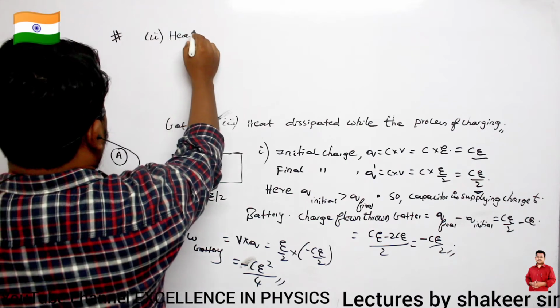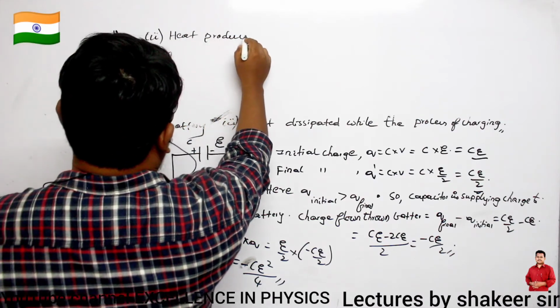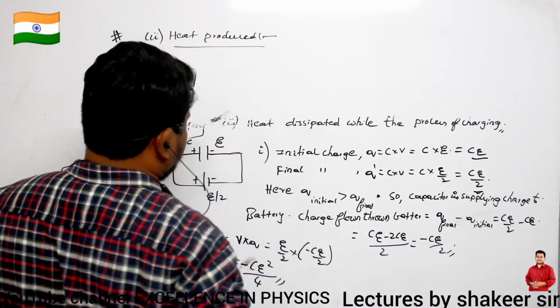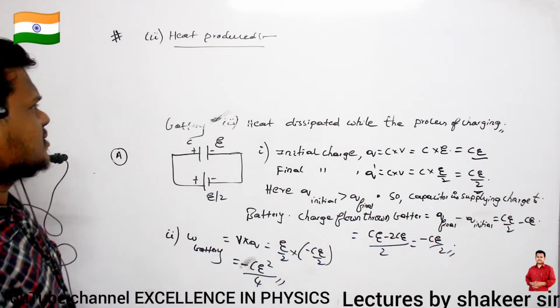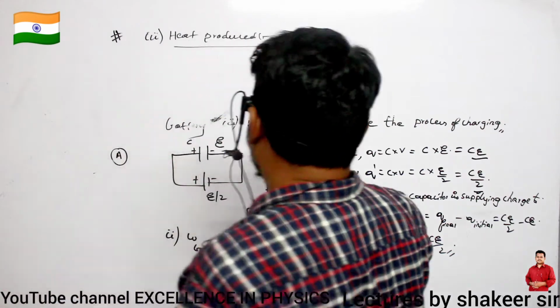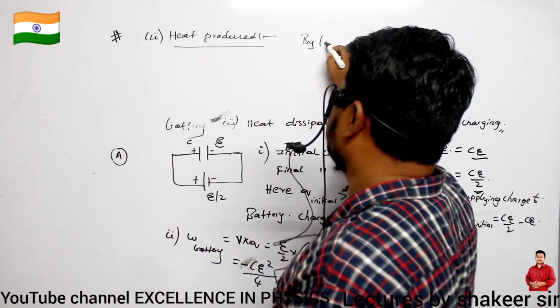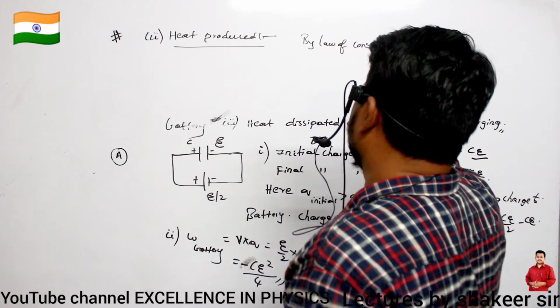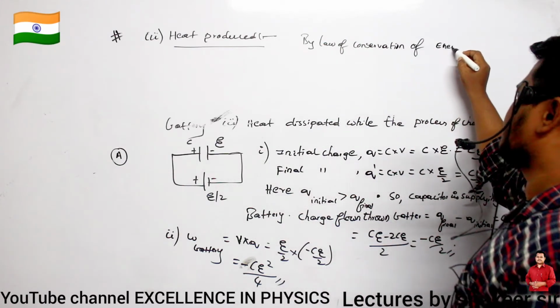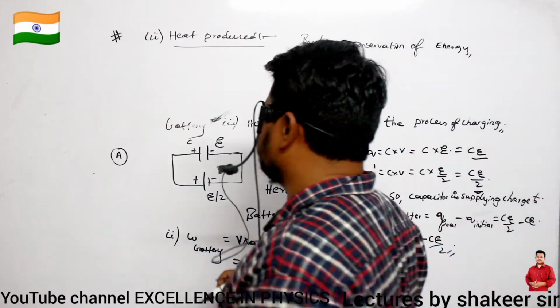Clear? Heat produced, or energy lost in the form of heat energy, while this capacitor is connected to this battery. Okay? This one, how can I calculate? This one, I can use the law of conservation of energy, no? By the law of conservation of energy, how can I write a relation between energy?